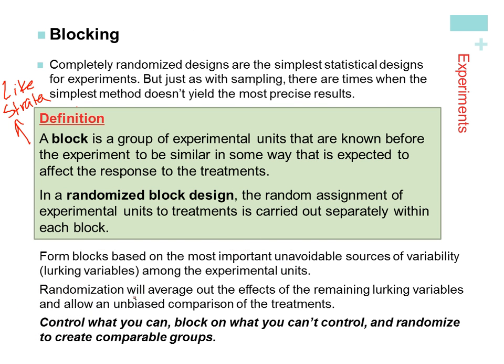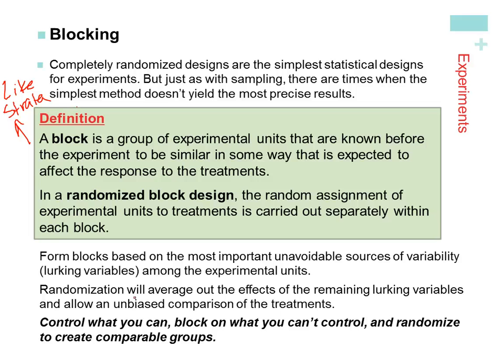So we form blocks based on the most important, unavoidable sources of variability among the experimental units. Randomization will average out the effects of the remaining lurking variables and allow an unbiased comparison. So we're going to randomize after we've blocked.